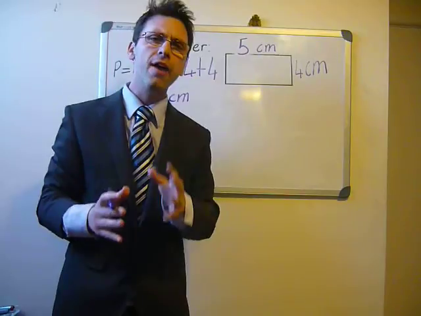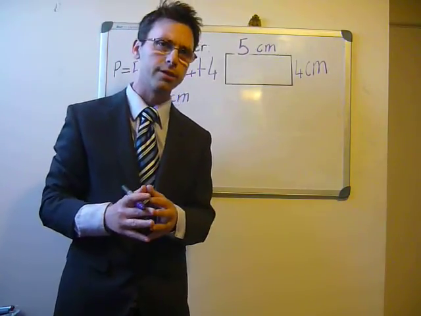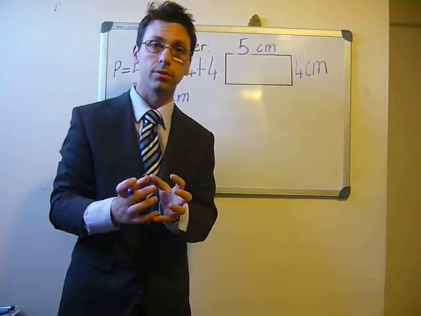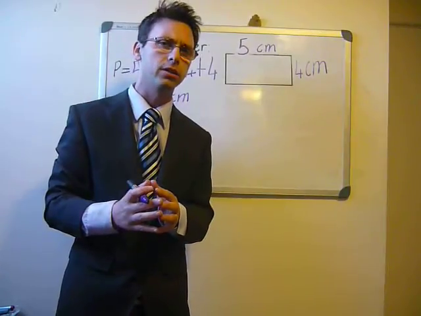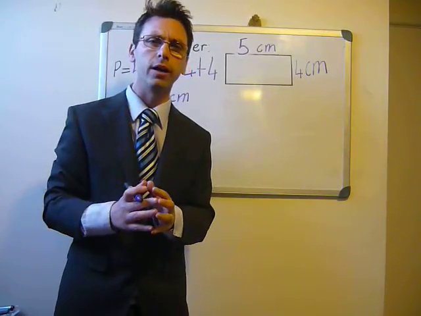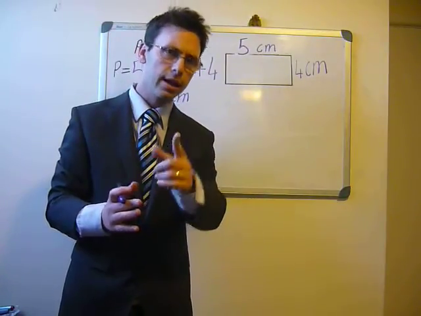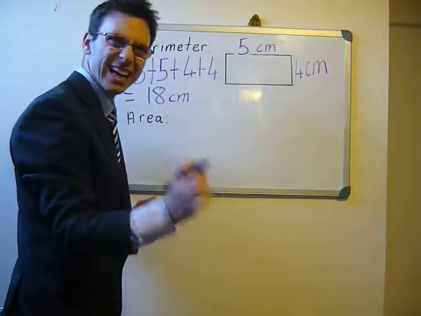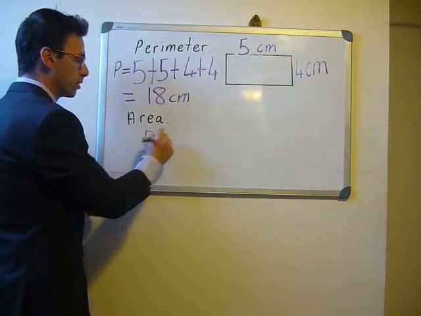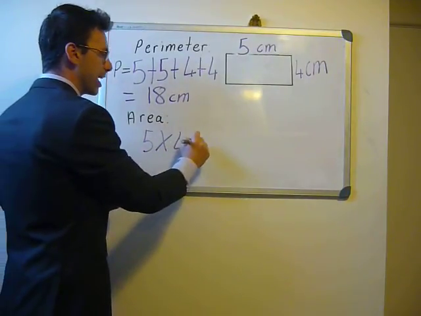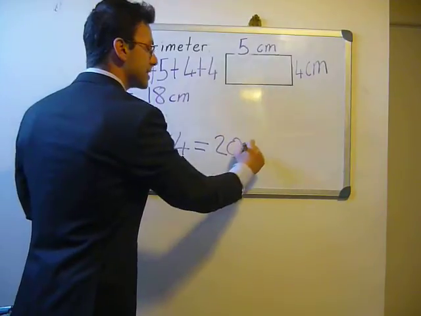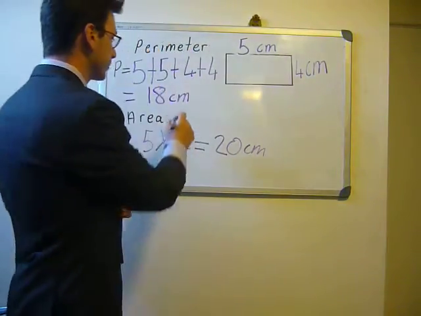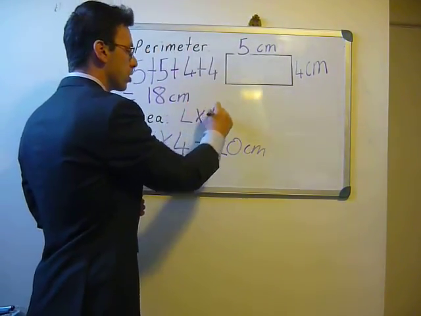Area. Area is completely different to the perimeter. Area is how much is inside the shape. Very easy to work out the area of a rectangle or a square because it's the same principle. Let's have a look. Using this shape, the area is the amount inside. So, 5 times 4 equals 20 centimeters. The formula for area is length times the width.